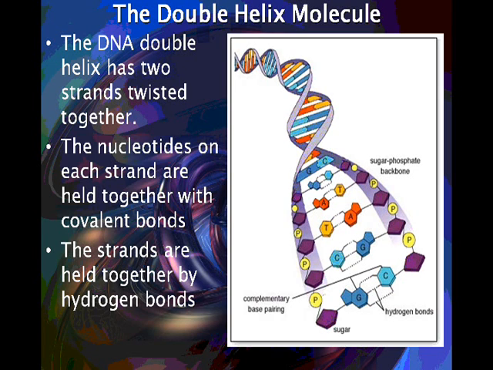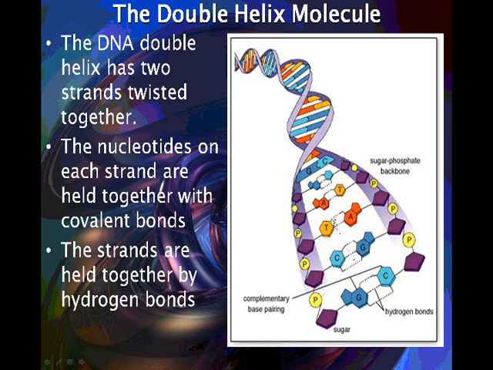A double helix shows two strands twisted together. So the nucleotides on each strand are held together with covalent bonds. That's what these solid lines here represent. There are covalent bonds between the sugars and the phosphates, and there are covalent bonds between the sugars and the bases here.